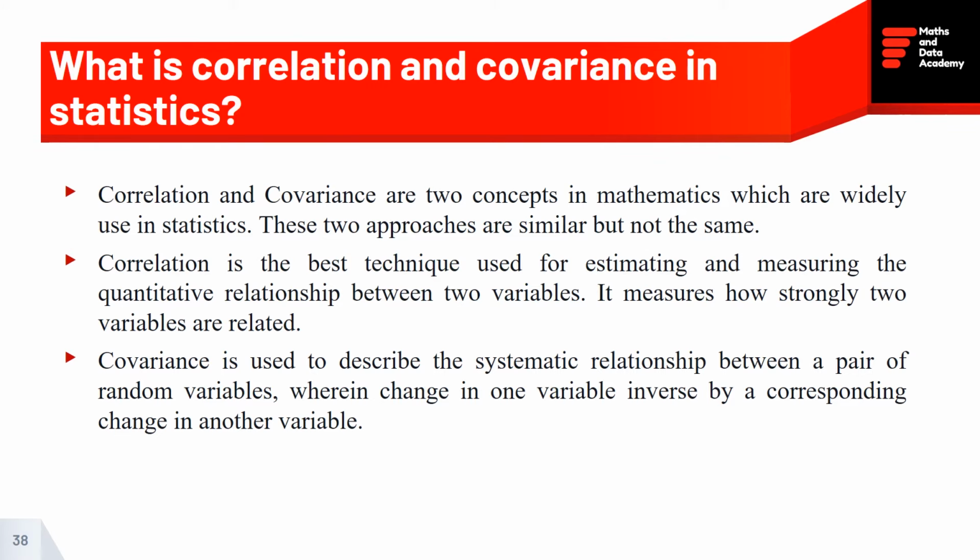What is correlation and covariance in statistics? Correlation and covariance are two concepts in mathematics which are widely used in statistics. These two approaches are similar but not the same. Correlation is the best technique used for estimating and measuring the quantitative relationship between two variables. It measures how strongly two variables are related. Covariance is used to describe the systematic relationship between a pair of random variables, wherein change in one variable is reciprocated by a corresponding change in another variable.